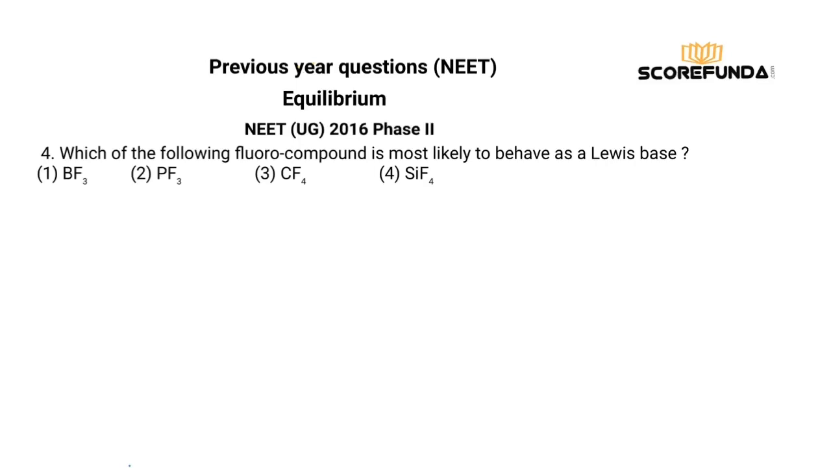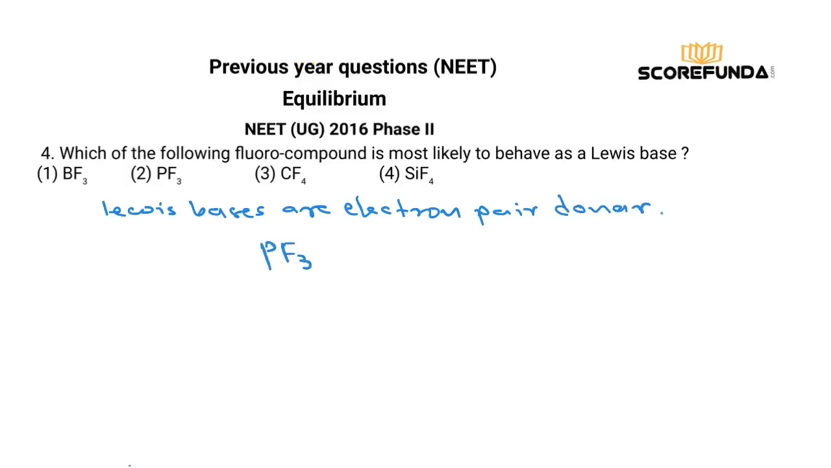Now this question can also come in the p-block, but then we'll again cover it over here. We say that the compound will behave as a Lewis base which can donate the lone pair of electrons. So Lewis bases are electron pair donors. Now because PF3 contains a lone pair of electrons, that's why it behaves as a Lewis base, and that is why our answer should be option 2.